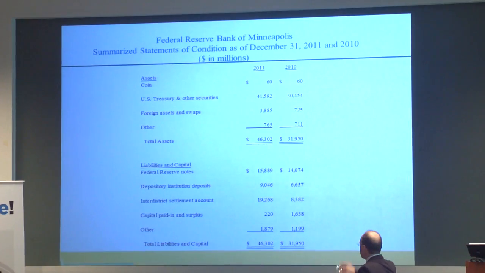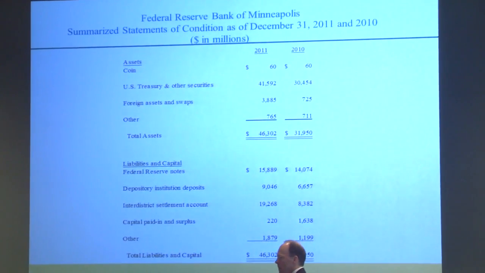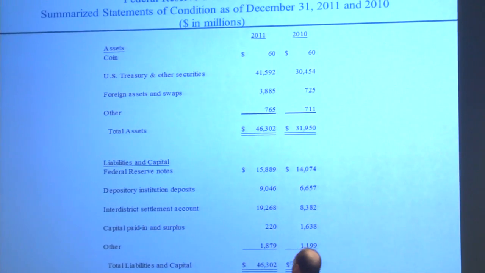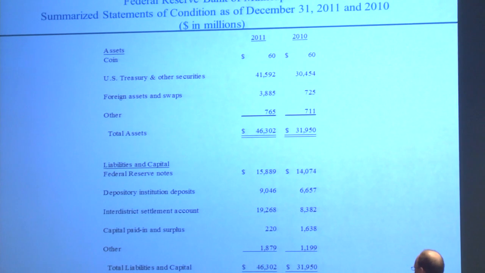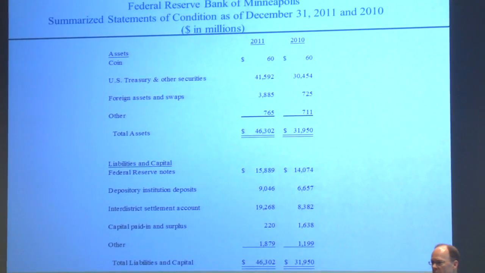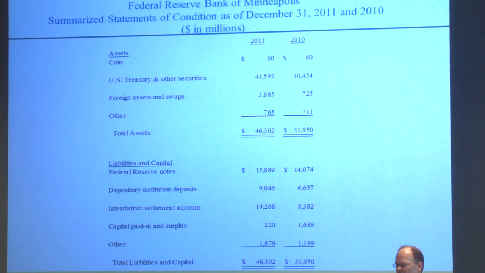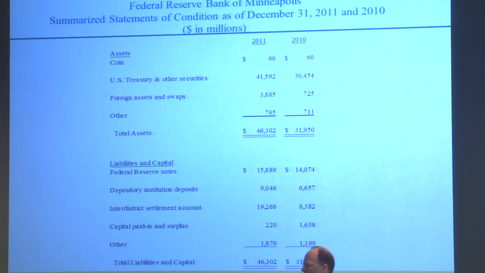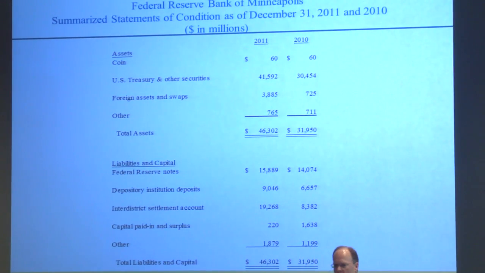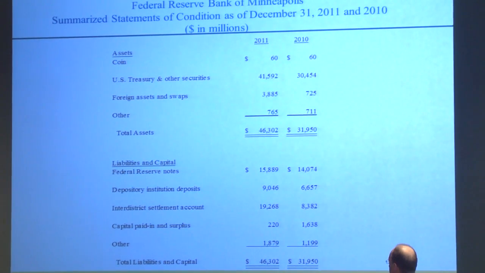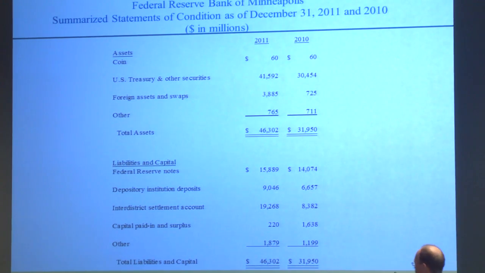Here's a summarized version of our balance sheet. A couple things I want to highlight. If you look at total assets, $46.3 billion. Once again, that's roughly 1.5% of the system total. The system total is right in that $2.9 trillion range. But if you look up at the top, we've got coin of $60 million. And then if you look under liabilities and capital, there's something called Federal Reserve notes, almost $16 billion.